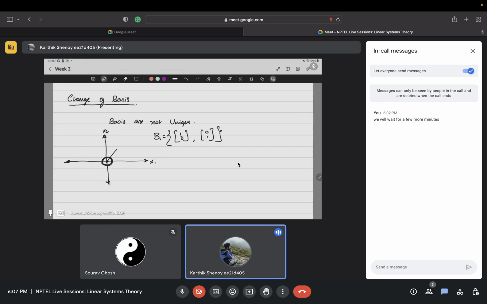So this will be my earth fixed frame, a fixed reference frame that doesn't move. And let's say this is my other frame, I'll call it y1 y2. I'll call it b2, which is 1 by root 2, 1 by root 2 and minus 1 by root 2, 1 by root 2, correct. Basically it's rotated 45 degrees. So something like this.